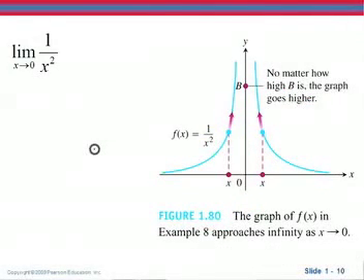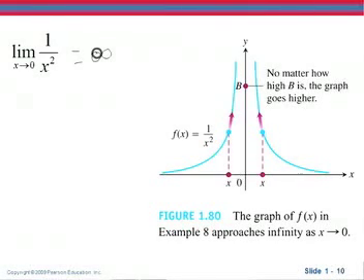Okay, here is another graph that we can look at. The graph of y equals 1 over x squared. As we approach 0 either from the left or from the right, you'll notice that the y values approach positive infinity. That means that the limit as x approaches 0 of 1 over x squared is positive infinity. Again, this doesn't mean that infinity is a number. It just tells us that as our x's approach 0, our y's become infinitely large.